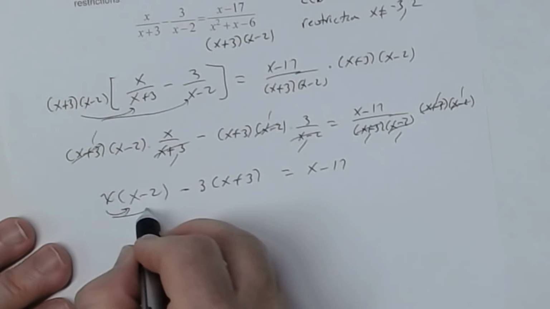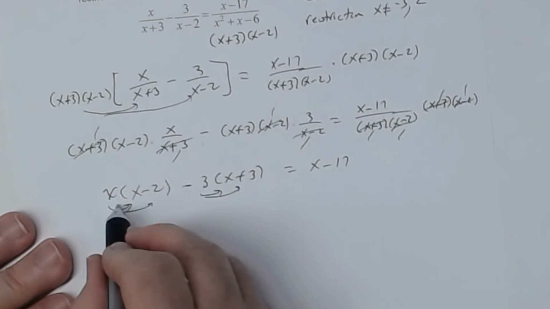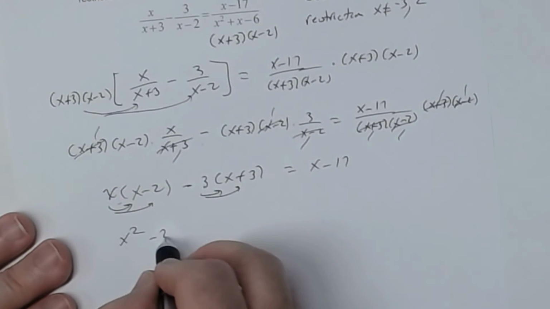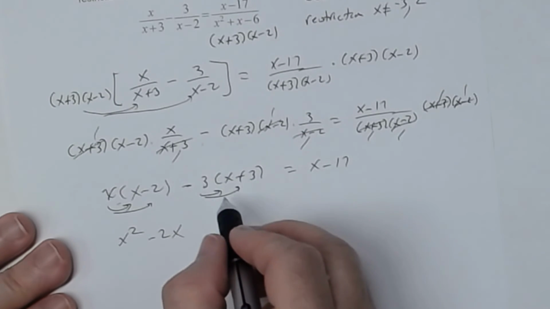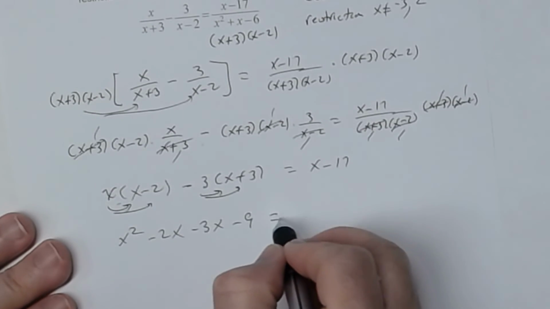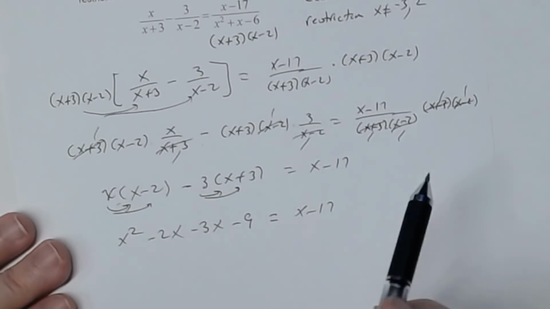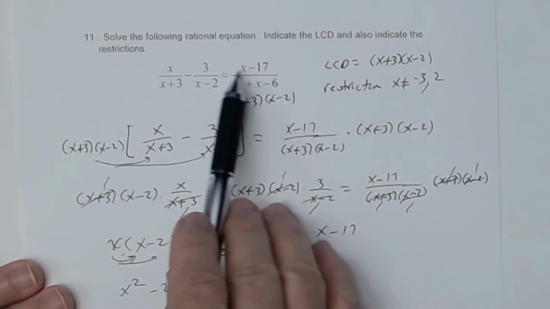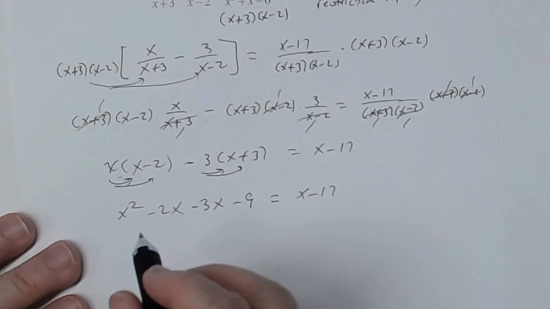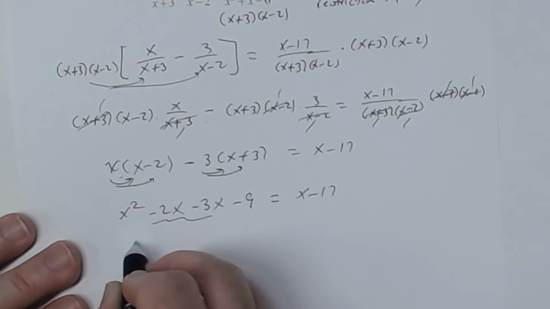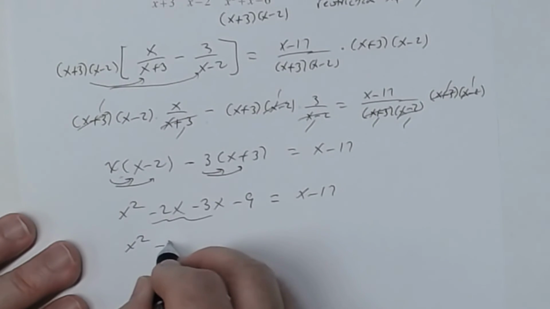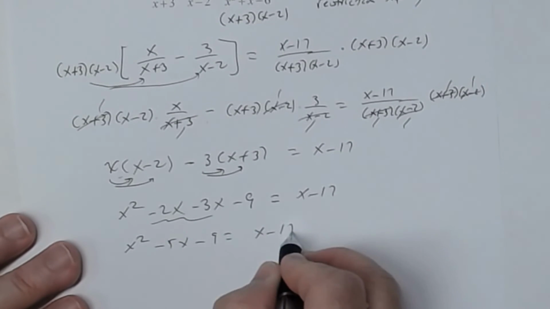Now I'm going to go ahead and distribute in both cases here. X times x is x squared. X times a negative 2 is a negative 2x. Negative 3 times x is a negative 3x. Negative 3 times a positive 3 is a negative 9. Equal, and then x minus 17. I want you to notice that I went from a rational equation to a quadratic equation. So this is quadratic. Let's go ahead and combine like terms. I have x squared. Negative 2x and a negative 3x is a negative 5x minus 9 equal x minus 17.